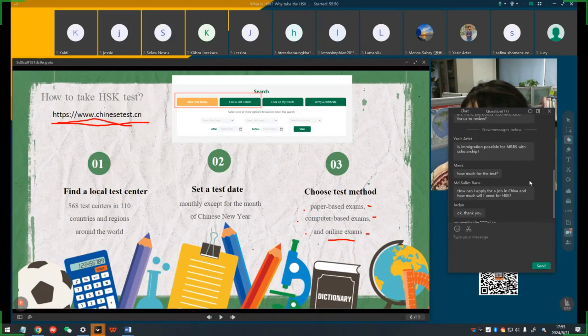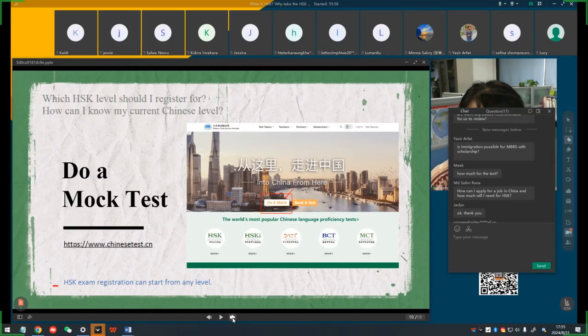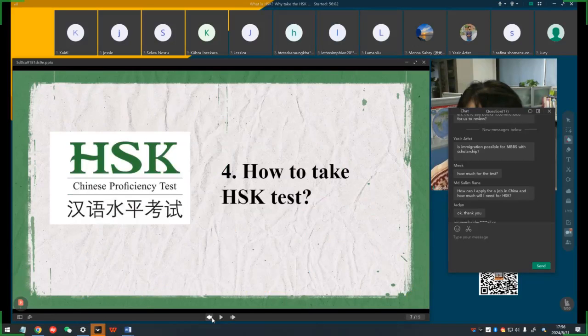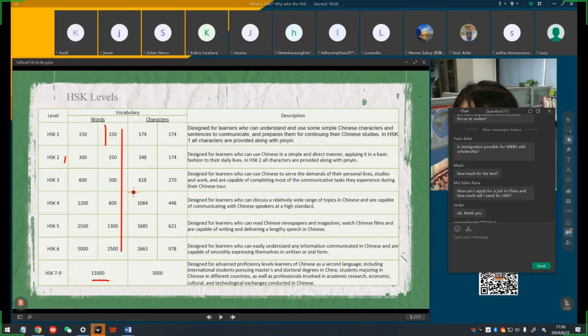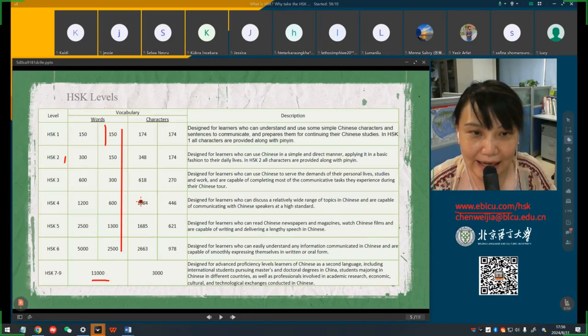How can I apply for a job in China and how much HSK will I need? Again, let me go back to HSK levels. If you want to use Chinese for daily conversation, daily usage, and not for professional usage, HSK 3 is the level at which you can hold a daily conversation. But if you want to use Chinese for professional usage or studying in the Chinese language, then you usually need HSK 5, 6 or even above.